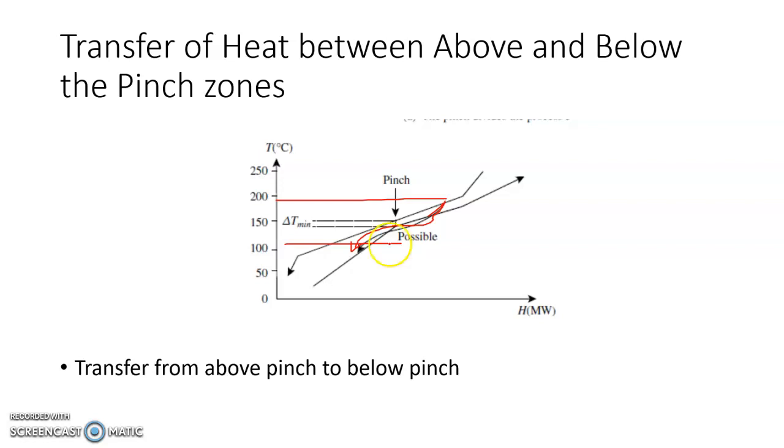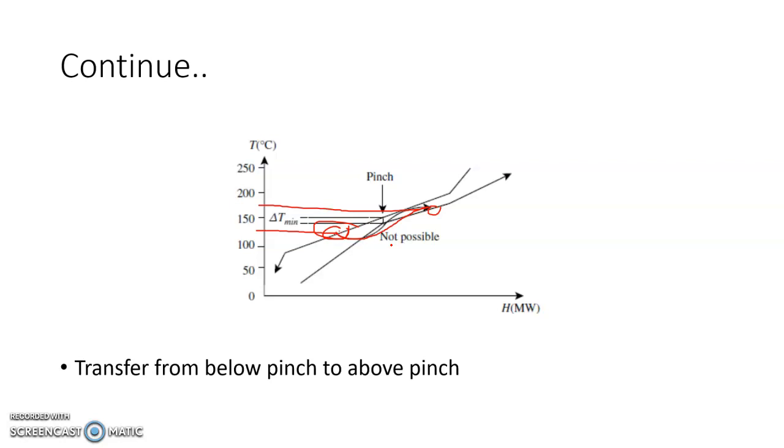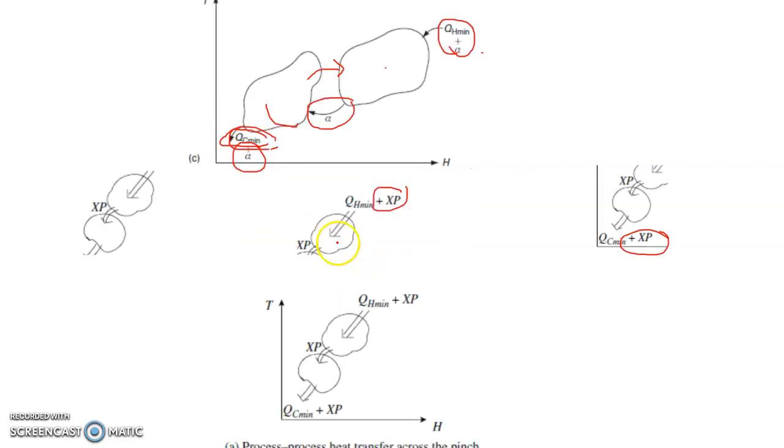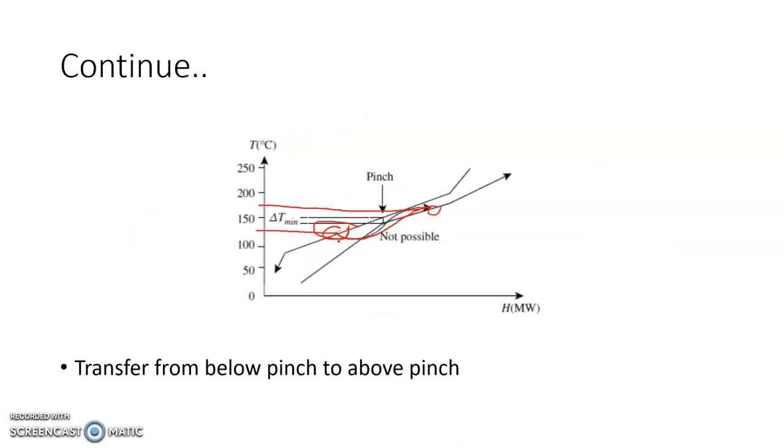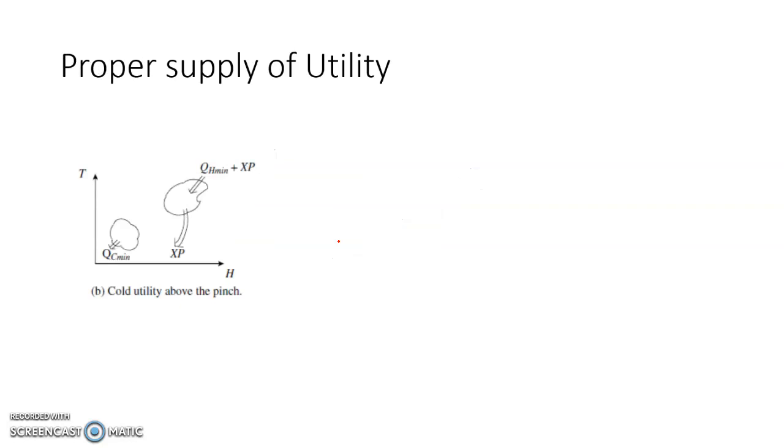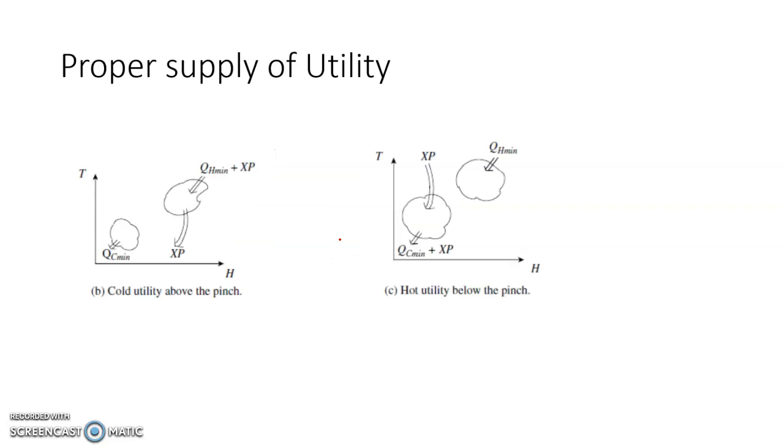As far as utility is concerned, I want to transfer the heat from below pinch to above pinch, but in that case thermodynamics is not allowing me because the temperature difference is reversed. Hence transferring heat across the pinch is not possible, and that is why we say that the net transfer of heat across the pinch is zero. Correct? So this is something which we have to make sure.